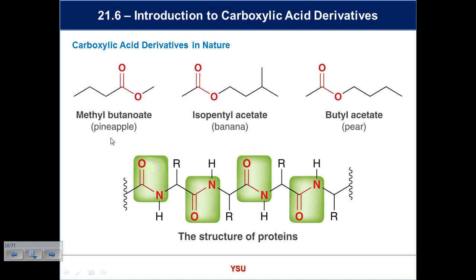Methylbutanoate smells like pineapples, apparently. If you like pineapples, that's what you're smelling. And butyl acetate smells like pears. And esters actually are very common in perfumes and stuff like that because they do have these nice odors.